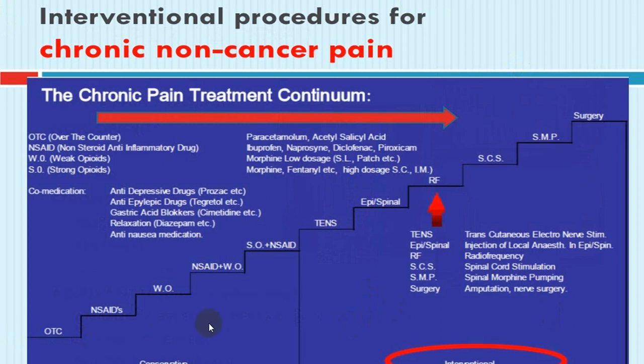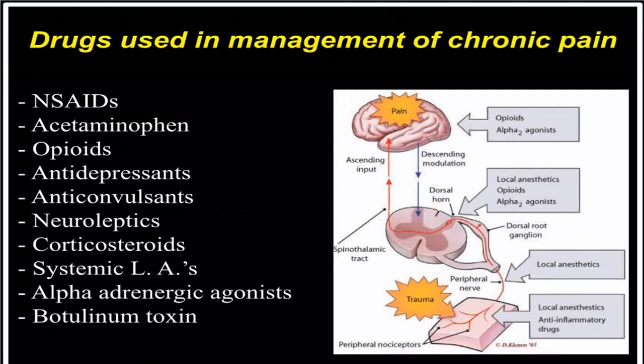I'm not going into detail. These are the different steps, and it is associated with adjuvant therapy like transcutaneous electro nerve stimulation, or you can use percutaneous electro nerve stimulation, that is called PENS, or spinal local anesthesia, radio frequency, spinal cord stimulation. You can use a morphine pump in the spinal cord, that is extradural. Surgery, you can go for a nerve surgery or you can go for an amputation, etc. All these are different modes for non-cancerous pain.